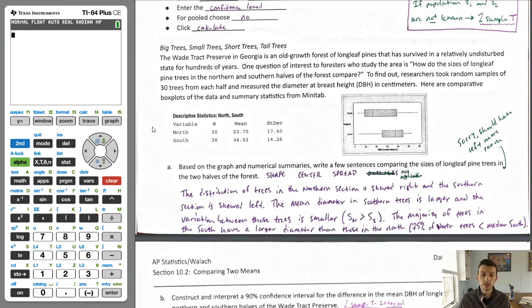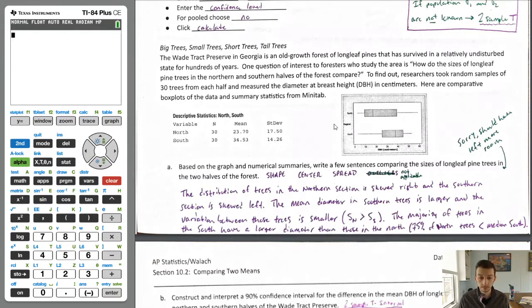So you can set up your subtraction either way when you go to compare these, whether you subtract south minus north or north minus south. And I realize I didn't leave enough room to actually write all this out, but you're really checking off for the comparison here, shape, center, and spread. So the distribution of trees I wrote here is skewed right. You can see it's a little bit skewed right. It's not a ton, just a little. And in the southern district, it looks a little bit skewed left. The mean diameter would be larger, and the variation between these trees smaller than in the north.